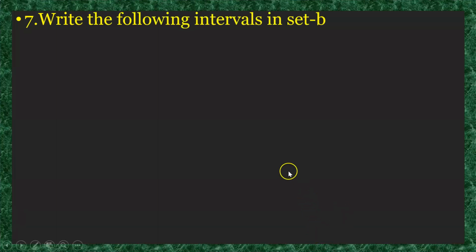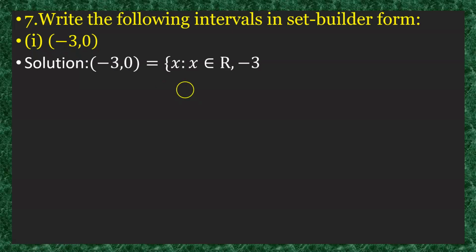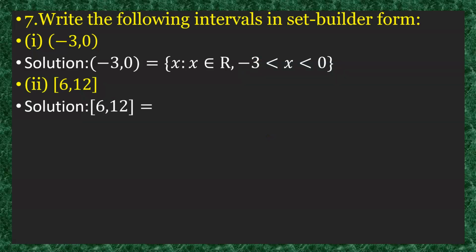Question number 7. Write the following intervals as intervals in set builder form. First is minus 3, 0. It's an open interval. The solution: minus 3, 0 is equal to x such that x belongs to the set of real numbers and x lies between minus 3 and 0. Second, 6 and 12. Solution, closed interval 6 and 12.